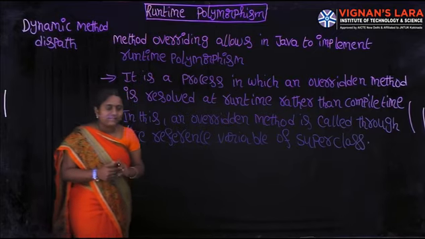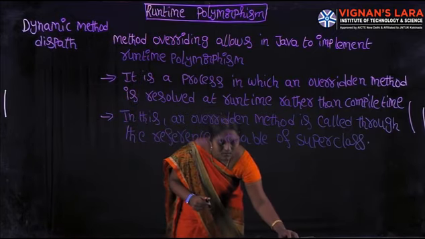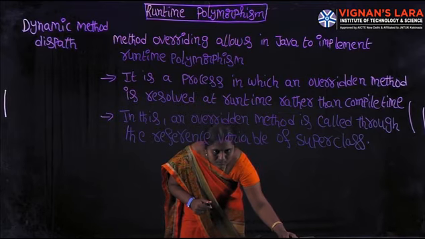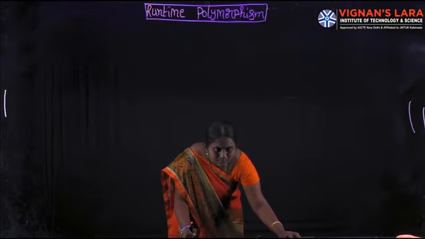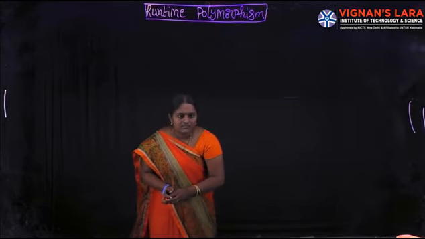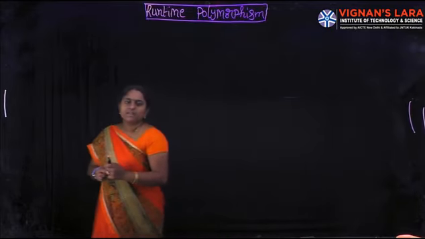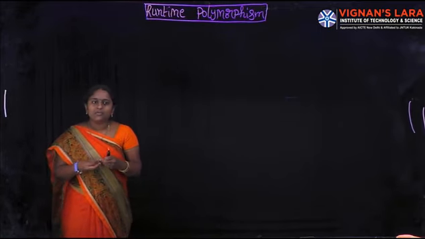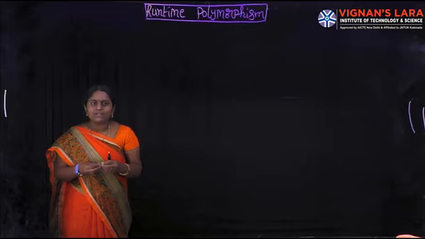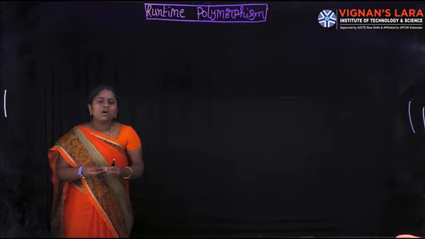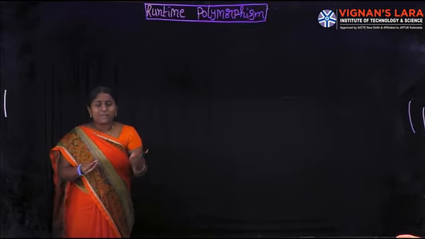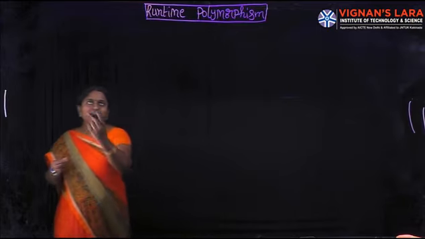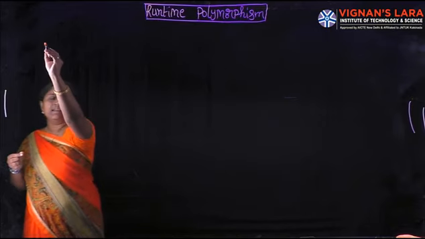Let us see the example here. Let me explain a small example, then your doubt will be clarified regarding runtime polymorphism. How a superclass reference is assigned to a subclass object, I will explain with respect to the program here.